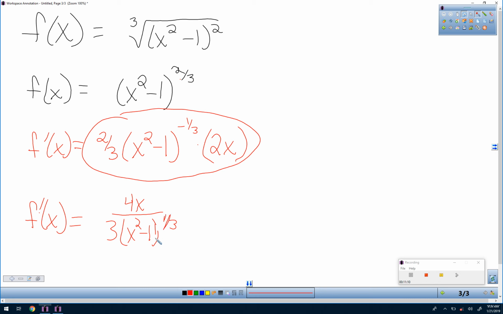1/3. Okay. All right, and that's parentheses now. Oh my goodness, I hate this pen. All right, so that would be 4x over 3 times x squared minus 1 to the 1/3 power. All right, let's take a look at another one.